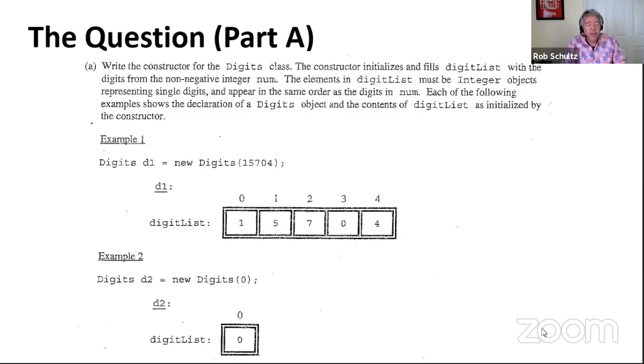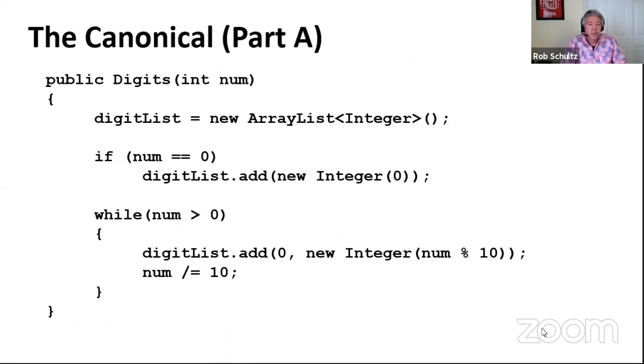And again, I want to point out, just like I did yesterday, that these examples are not specifically what we are coding for. In other words, we're not writing a specific digits class that handles only the numbers 15,704 and 0. These are strictly examples. So we want to make sure that our digits class will accommodate any number, any non-negative integer, not just these 2. Okay, so let's go ahead and take a quick look.